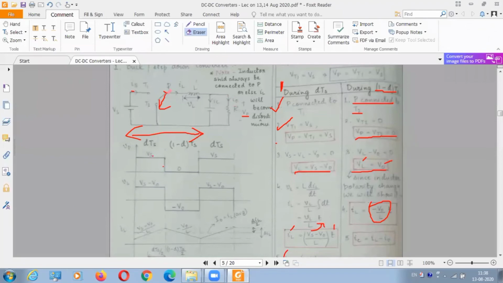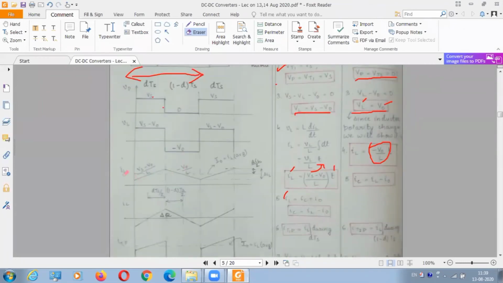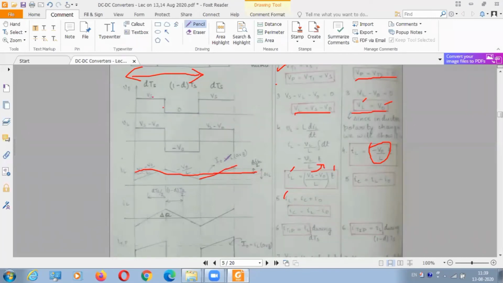If IL is connected to this point and during on, IS was flowing and during off also IS is flowing, I could have said that the average value of IL is IS. But I am saying that when IL is connected to the circuit, only one average current is flowing during this DTS, which is I0. During the 1 minus DTS also, the average current through the inductor is I0. So the average current through IL is I0. This dotted line which I have drawn over here, the center, dividing this into two halves, is the average current I0.